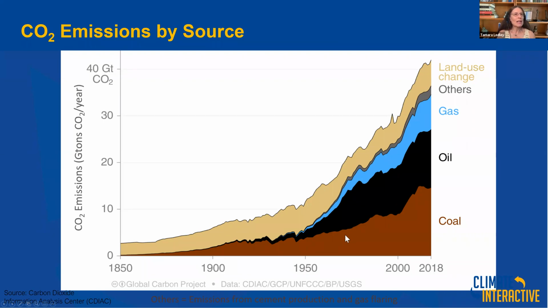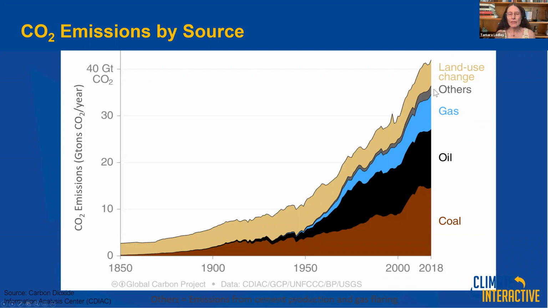use. And that has grown over time up until recently. It's gone down a little bit. In the early 1900s, oil became a significant source of energy and has grown over time. And then in about 1950, natural gas also added to the mix of energy sources and thus emissions of carbon dioxide into the atmosphere. These other gases here, which is a small red wedge starting in about 1950, were emissions from cement production and gas flaring.